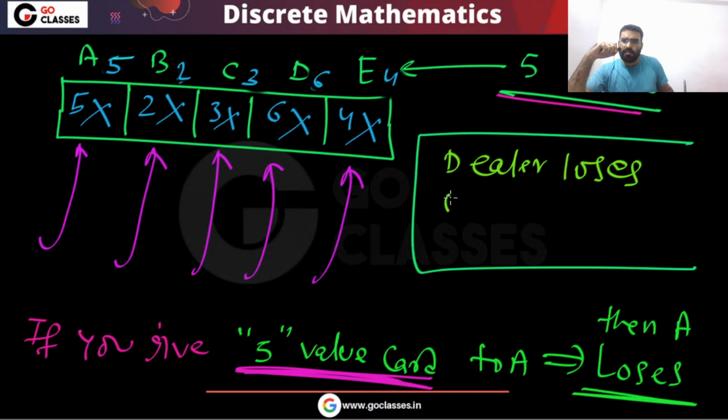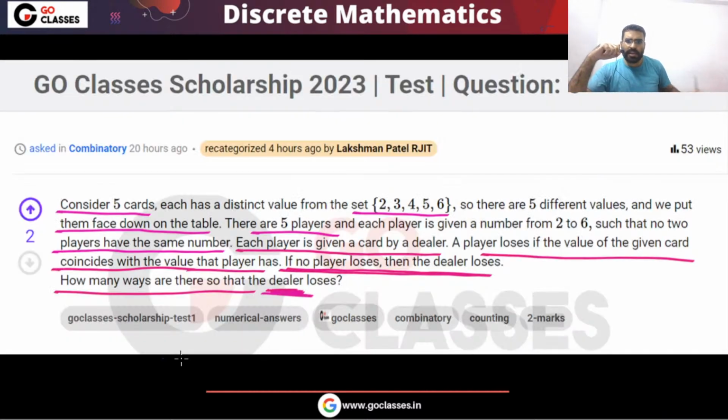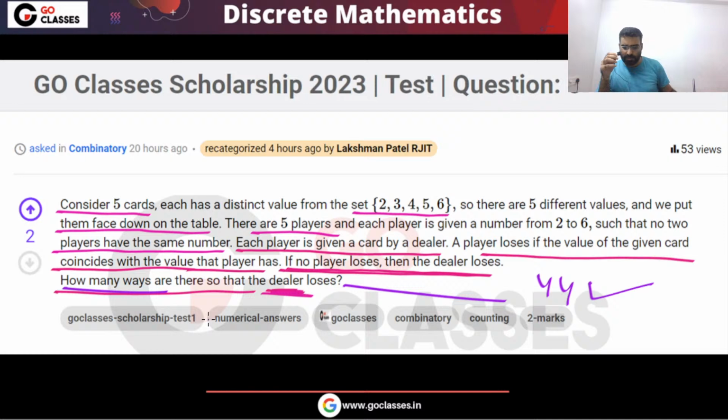Dealer loses when there is a derangement. When there is derangement, then the dealer will lose. Okay. So here I can say, how many ways are there that the dealer will lose? The answer will be 44. There are 44 ways that the dealer will lose. So you can notice this is a derangement problem.